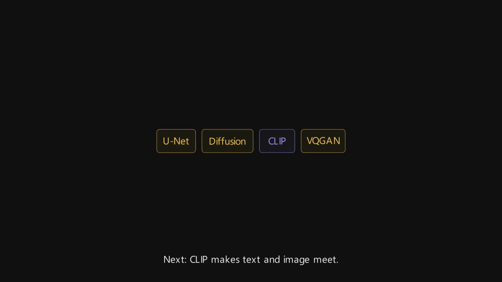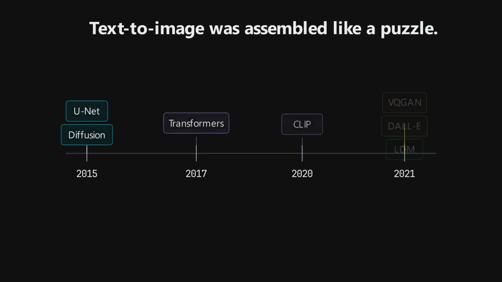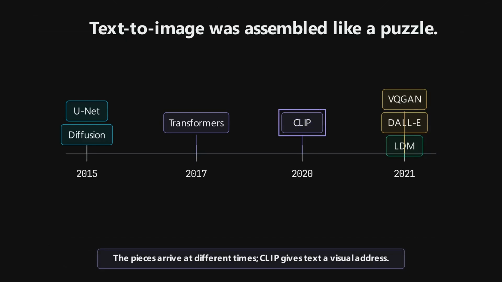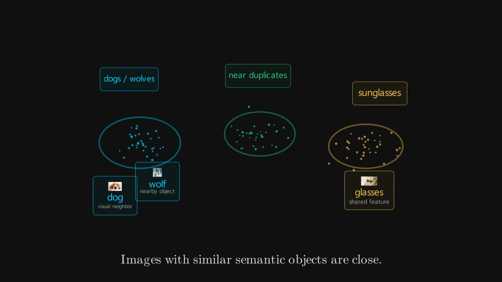Because before a model can generate an image from text, it must first understand where that text lives in the visual world. The rise of text-to-image generation was not a single invention. It was a puzzle assembled over many years. UNet and diffusion gave us powerful tools for reconstruction and denoising. Transformers gave us a way to model long-range dependencies. VQGAN helped turn images into discrete visual tokens. DALL-E and latent diffusion models showed how these pieces could become real generative systems. But one puzzle piece is especially important for connecting text and image: CLIP.